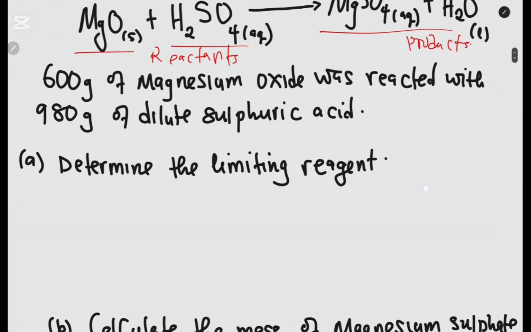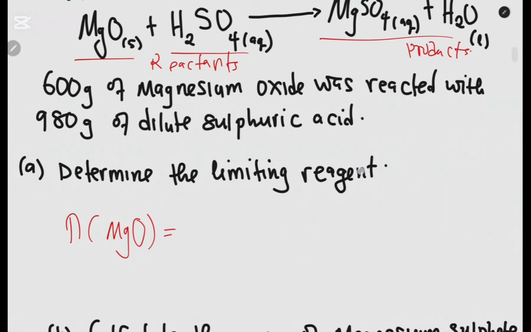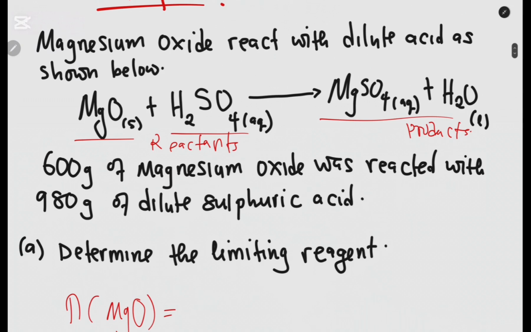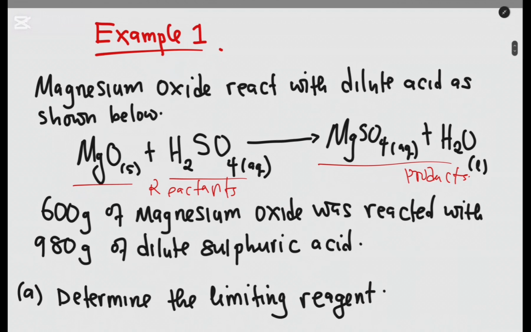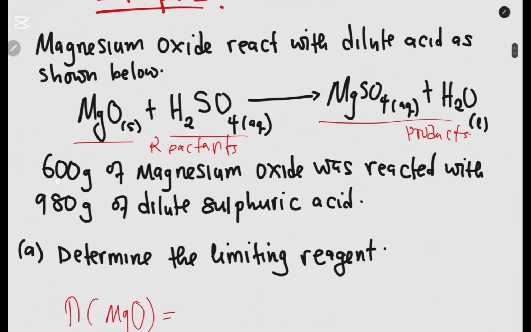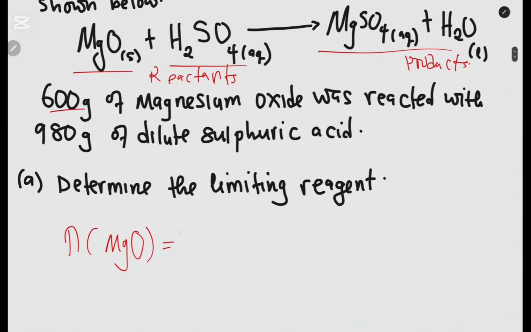So how do you do it? You find the number of moles of the reactants. So we are going to calculate the number of moles of magnesium oxide, which is the one that we are going to start with. There's also a recording on calculating number of moles. You look at the information that you are given for that particular compound. 600 grams of magnesium oxide. So mass is given on magnesium oxide, so we are going to use mass over molar mass.